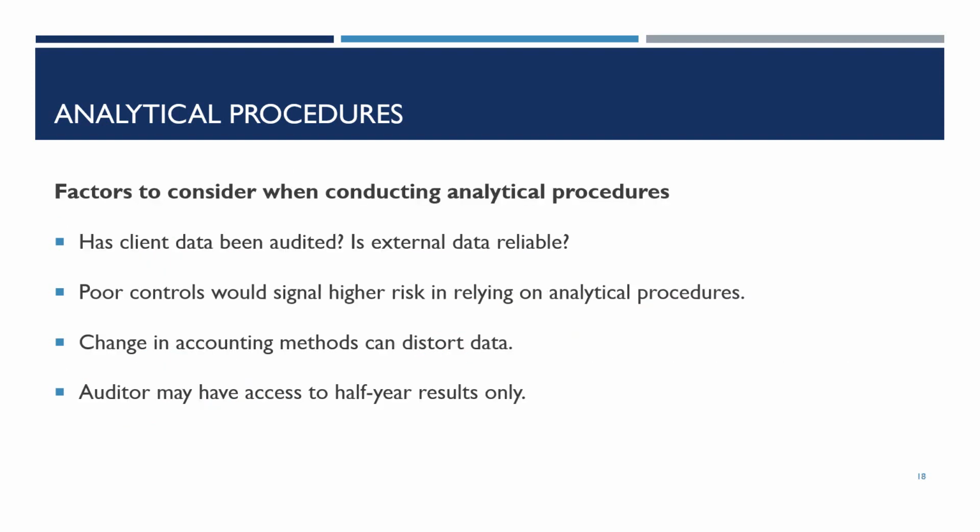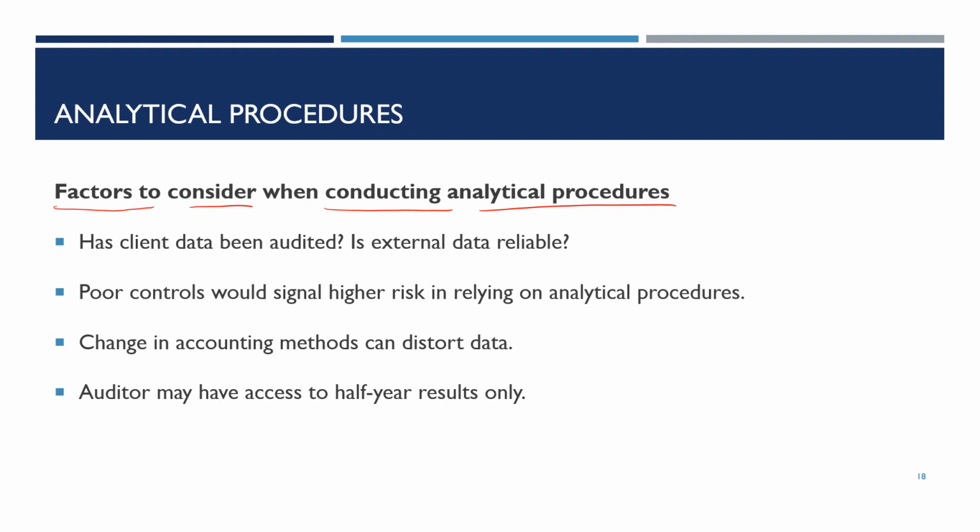We will look at the factors an auditor should consider before conducting analytical procedures. The first is the reliability of client data. If the auditor believes that there is a significant risk that the client's records are unreliable due to, for example, poor internal controls, then they are less likely to rely on analytical procedures.